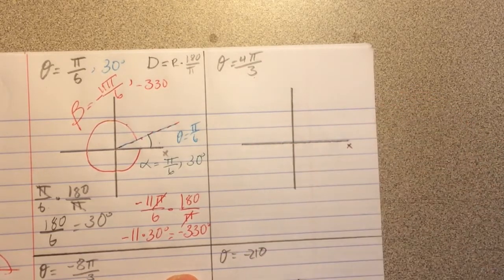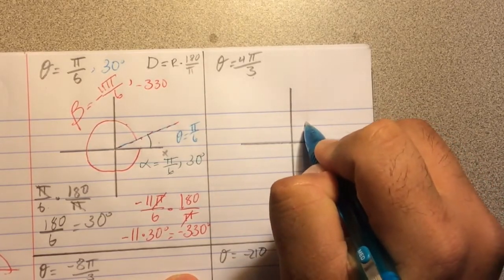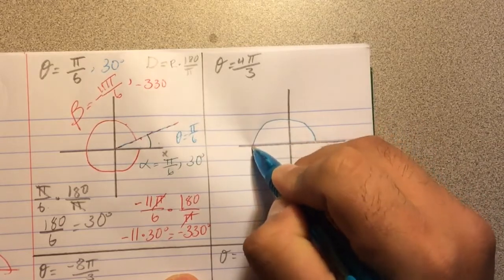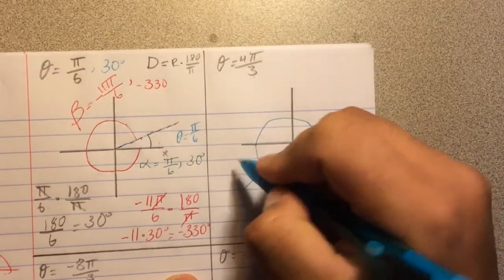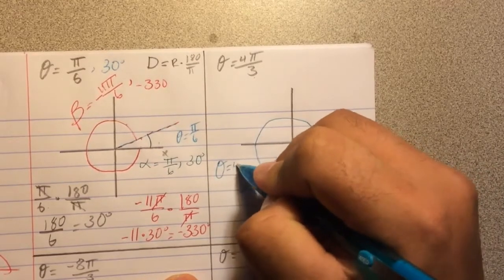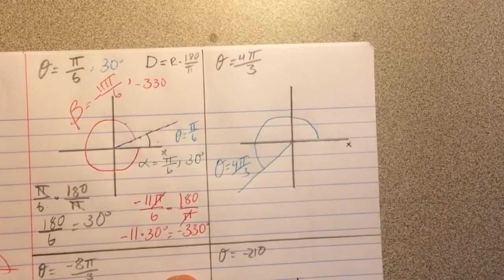So we're going to go ahead and go around. We're going to count 1, 2, 3, and then the last one is 4. So our theta is going to be here, and theta is equal to 4 pi over 3. Put that all over that.